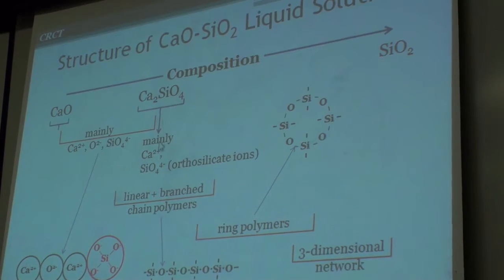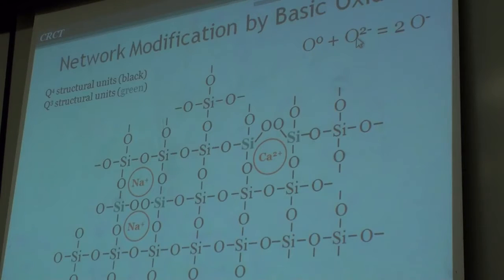At Ca2SiO4 you have mainly calcium and orthosilicate ions. Then starting at the other side, as on the previous slide, you have your network, and as you move across this way you start to break up the network like we did here. So every time you add a calcium oxide you snip one of these bridges. Okay.